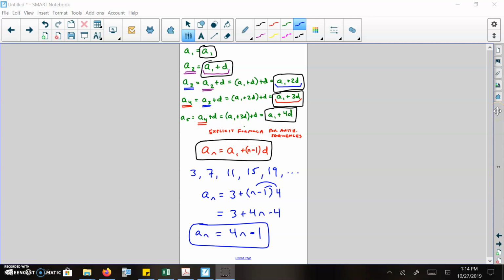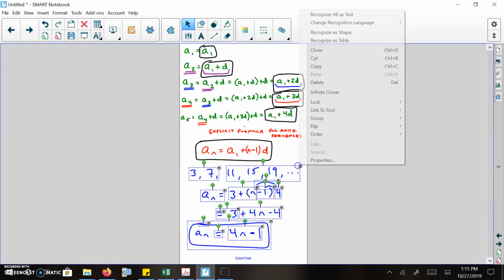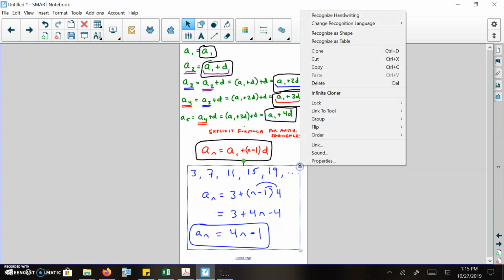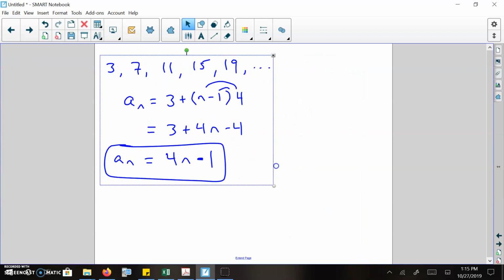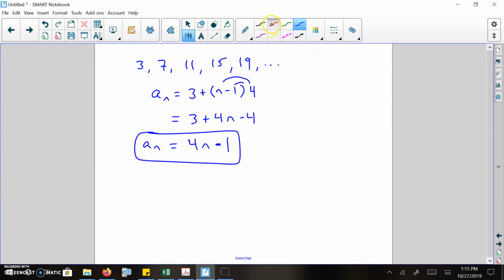Okay, so we just finished coming up with this explicit formula for arithmetic sequences, and we did one quick example where we came up with an explicit formula for a particular sequence that I came up with. What I want to do next, using this same example, is see if we can come up with the 27th term of this sequence.